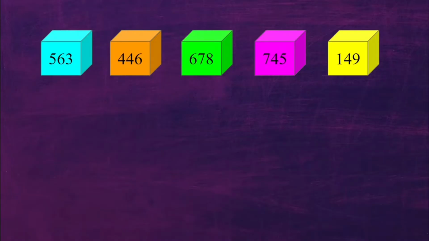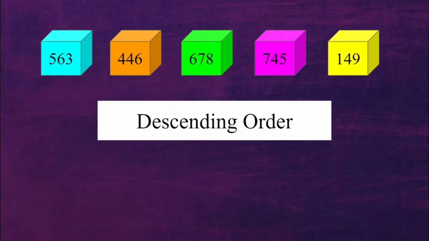Now look at these boxes. Each box has a number written on it. These numbers are 563, 446, 678, 745 and 149. Now let's arrange these boxes in descending order, that is from largest to the smallest. Now let's look at the numbers on the boxes and see which number is the greatest or the largest number. So children, which number among the 5 numbers is the greatest number?